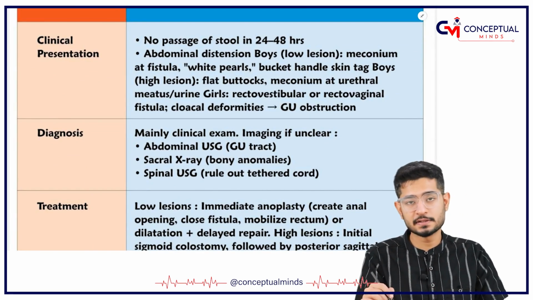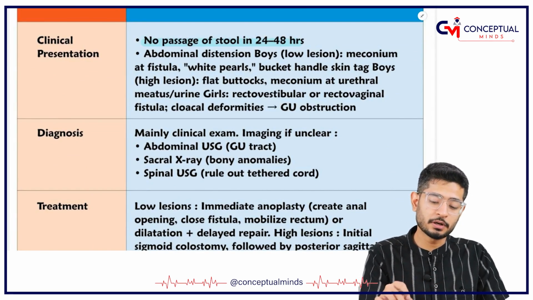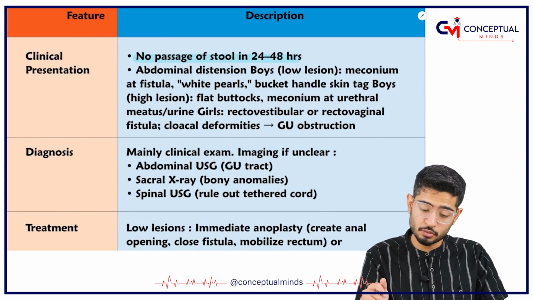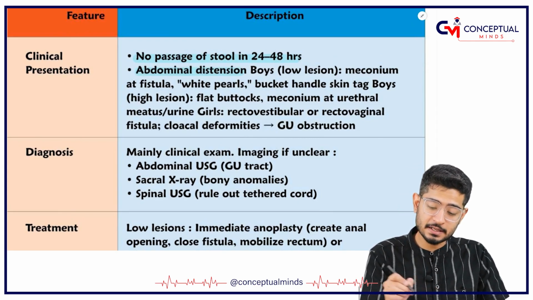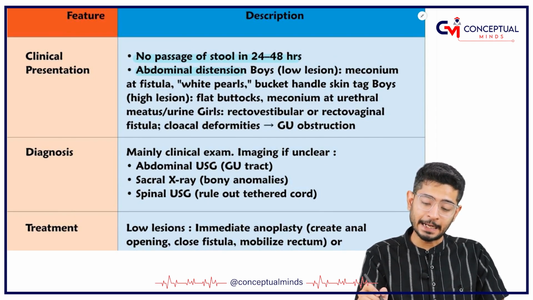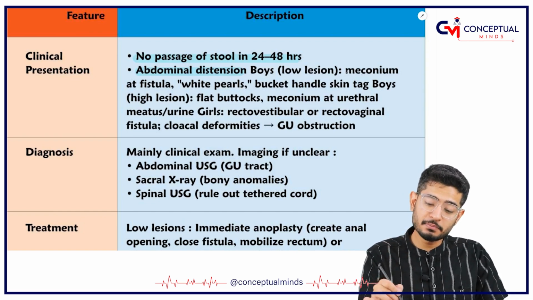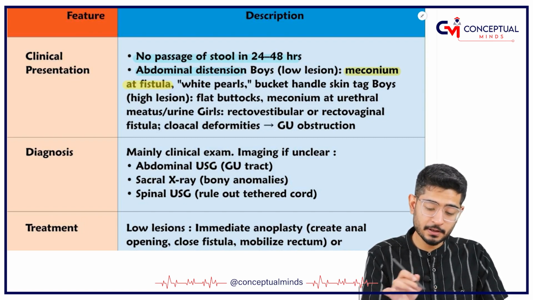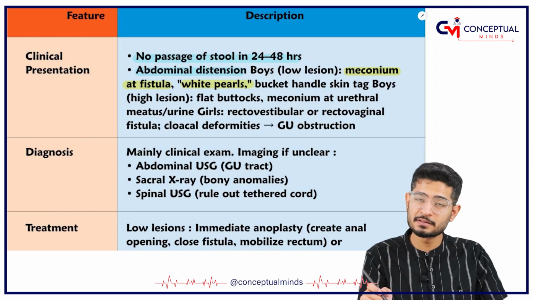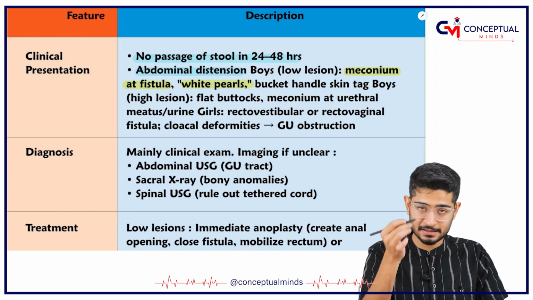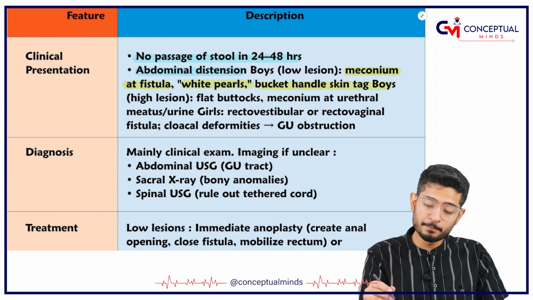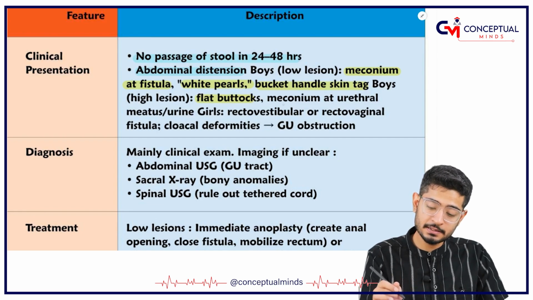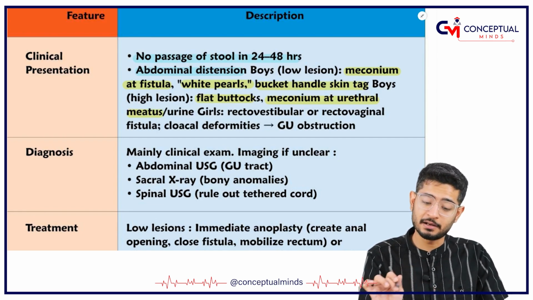Because it is imperforate, in the first 1-2 days there will be no passage of stools, and there will be abdominal distension. One important thing is that generally in boys there is meconium at the fistula. Wherever the fistula is formed, the meconium is going to come. Meconium at the fistula is called white pearls. There will also be bucket handle skin tags. And in boys having high lesions, there will be flat buttocks and meconium at the urethral meatus.